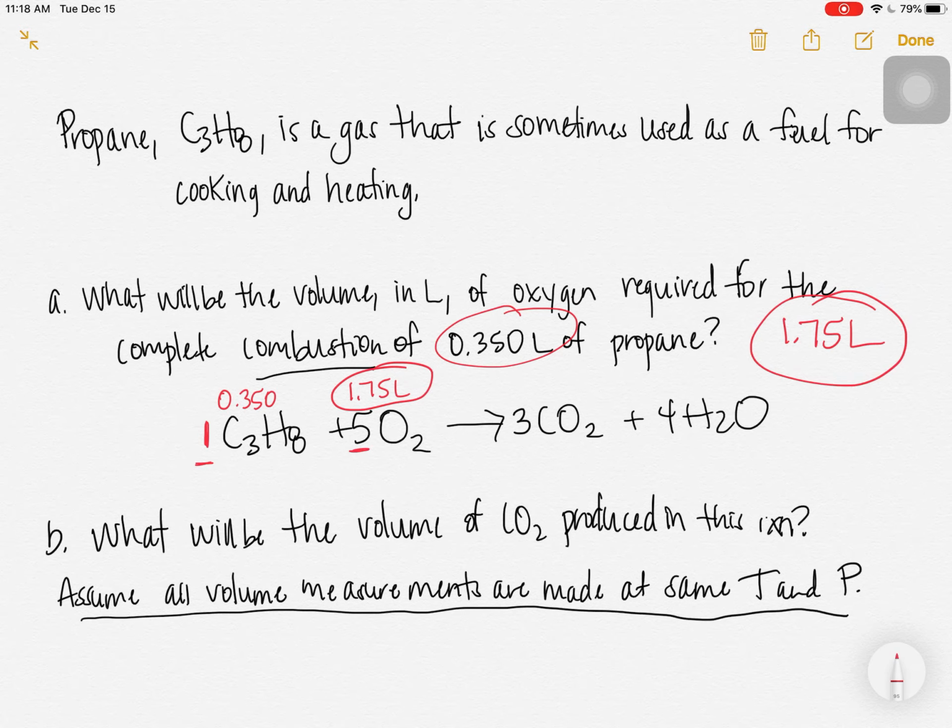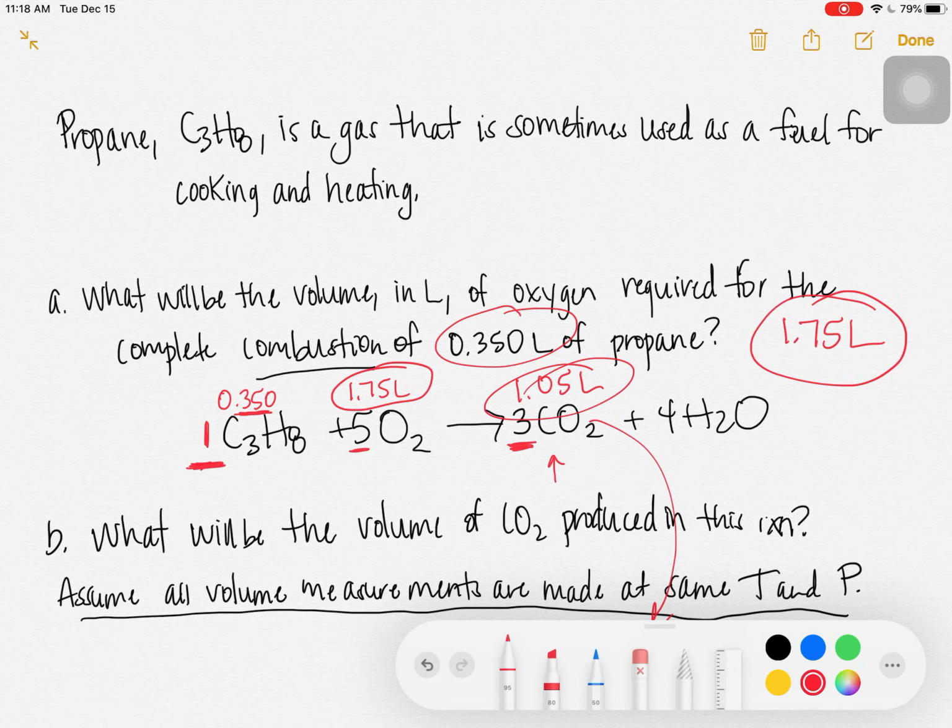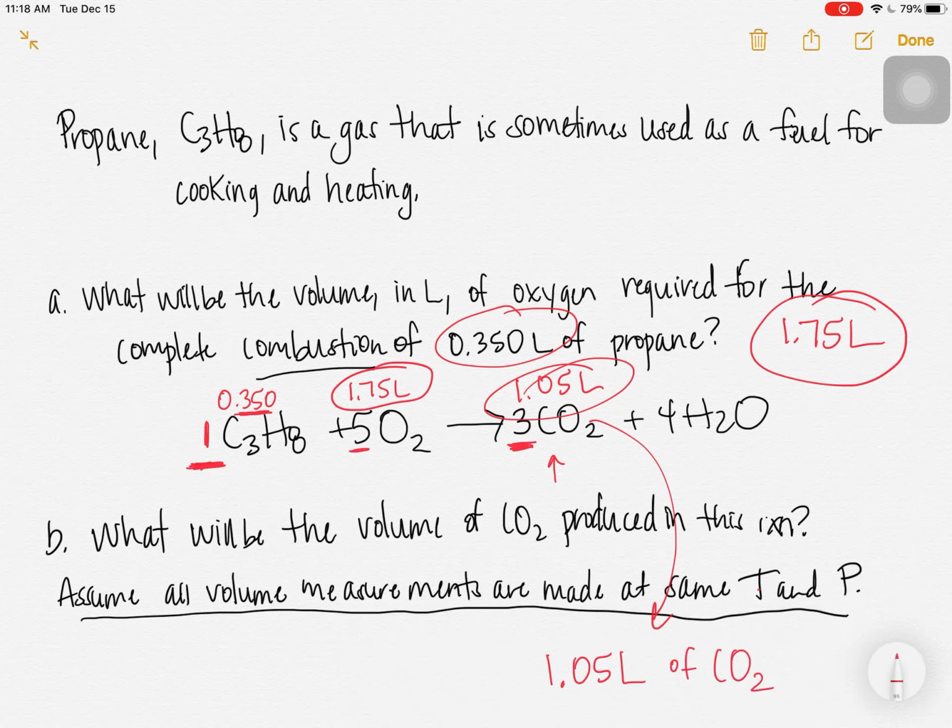All right, so then part B, what will be the volume of CO2 produced in this reaction? Well, I can actually use my same equation and my same sequence because it's the same discussion. If I'm looking for CO2, I just have to finish my sequence. From 0.35, representing my coefficient of 1, to my coefficient of 3, I need to triple that. And that becomes 1.05 liters. And so there's my answer to part B: 1.05 liters of CO2 would be produced. And so that's as simple as it gets.